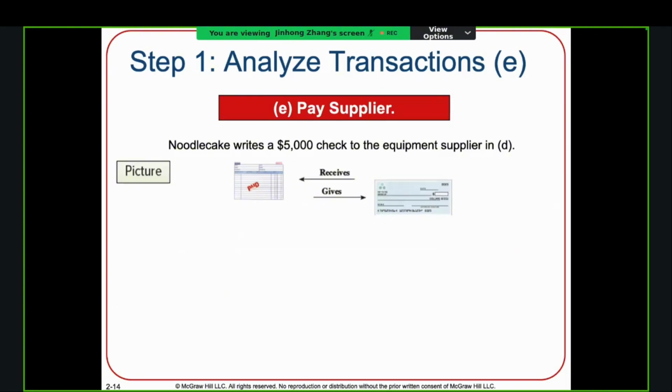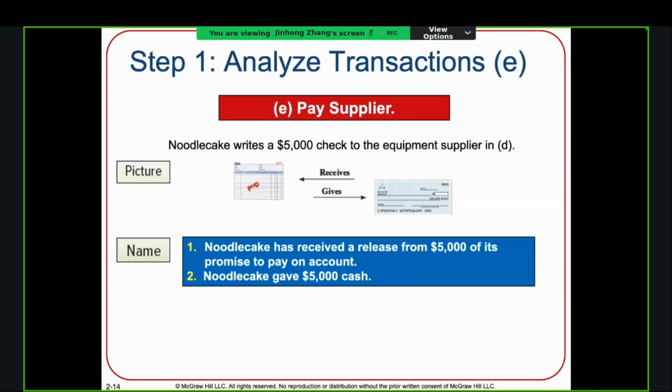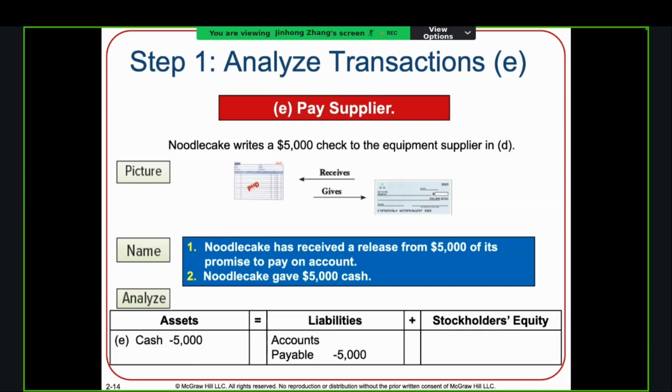Pay suppliers, Noodle Cake writes a $5,000 check to the equipment supplier. Okay, so now you pay $5,000. So the liability reduced $5,000, right? And your cash also reduced $5,000. So both are reductions. In the asset section, the cash reduced $5,000, liability also reduced $5,000.